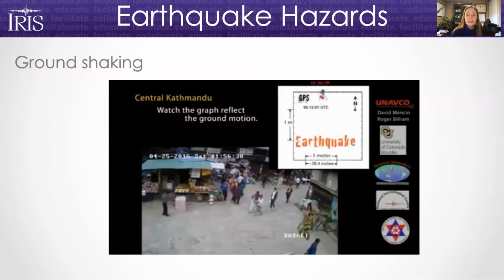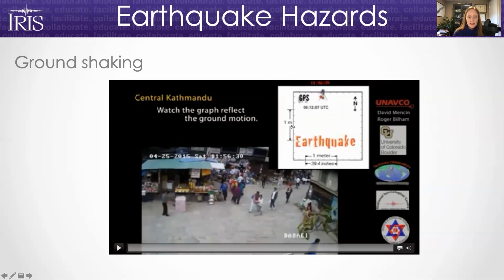Well, one of the main things that we think of when we think of earthquakes is ground shaking, and that can be very hazardous. We're going to watch a video now from Kathmandu. Kathmandu is in Nepal, and in 2015, there was a really big earthquake there. This GPS station was nearby the location of this market, and it recorded the motion of the ground during the earthquake. You can see that reflected by the motion of the people.